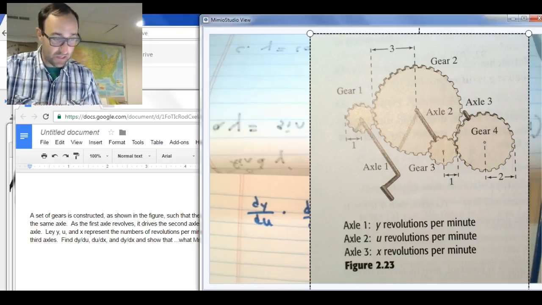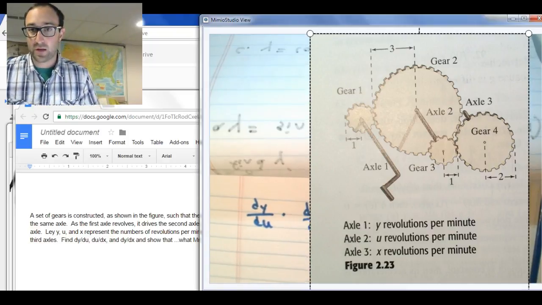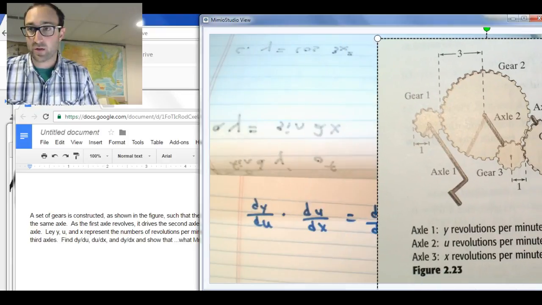Alright, so what we can say is that, and we'll get this out of the way here for just a second. I can't move that out of the way. Okay, I just got to minimize it.